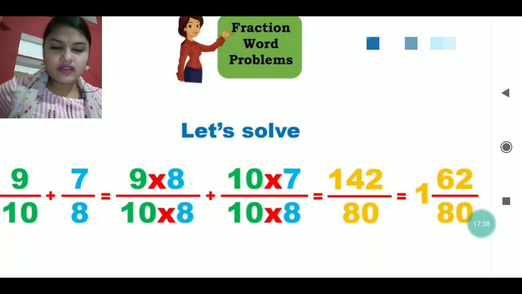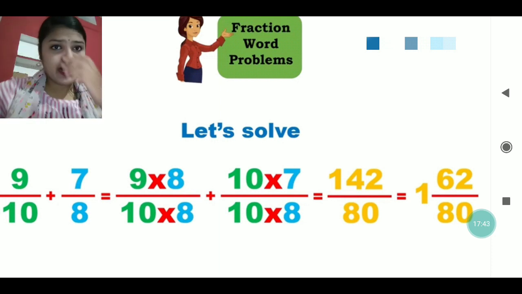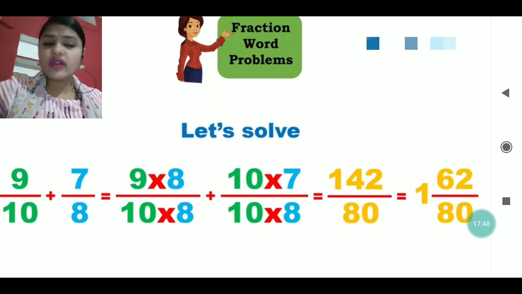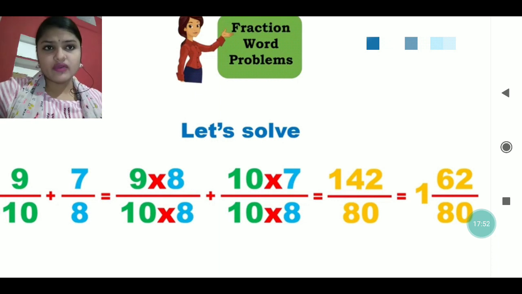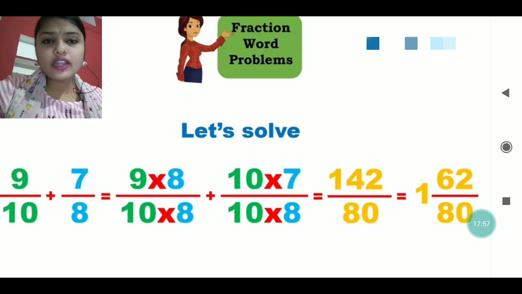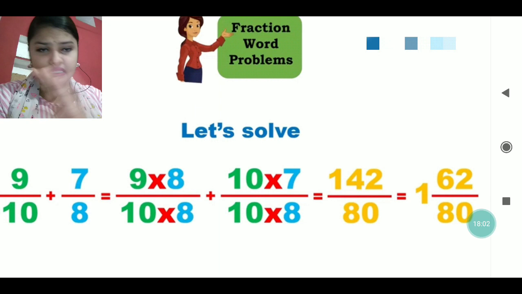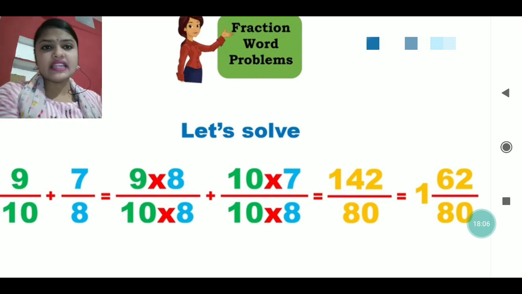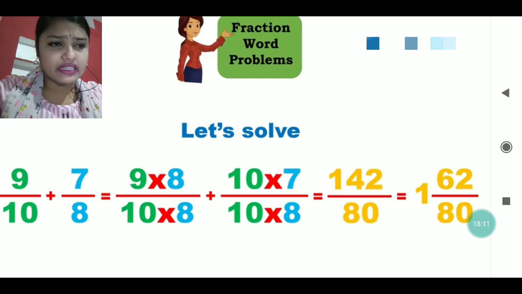Okay, 9 by 10 was given, which was the lesser weight. Then 7 by 8 was given, which was the birth weight. Now what we have done? We have done cross multiplication. 9 into 8, means with the denominator, that is 8, we have multiplied 9 and 8 both. And then again with 8 only, means downside 8 only.